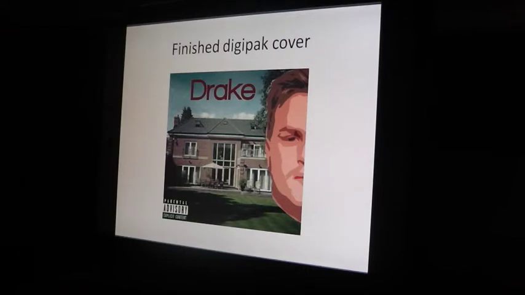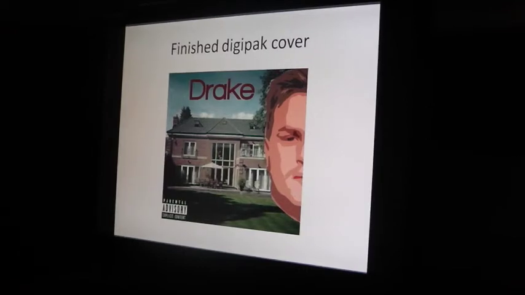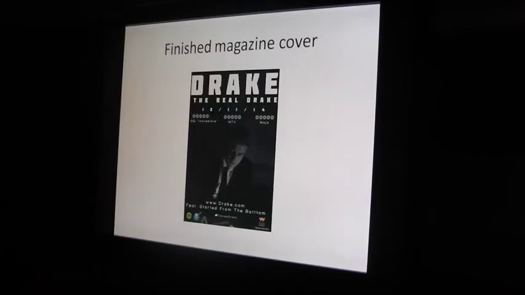Originally the house in the back was a bit blurry, so we used many different techniques, such as putting many layers on and saturating it, to make it clearer and less pixelated, less blurry. I also made it lighter, so we turned up the brightness. So we'll go on to our finished magazine cover.